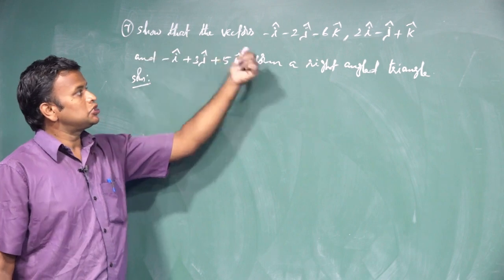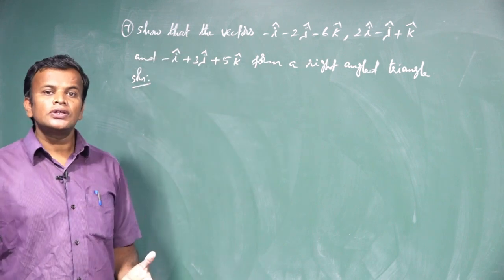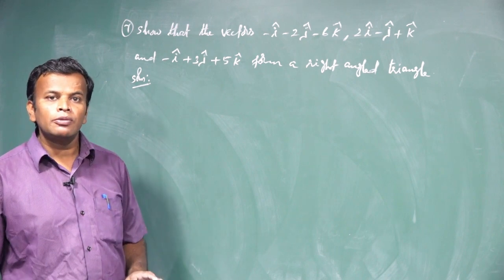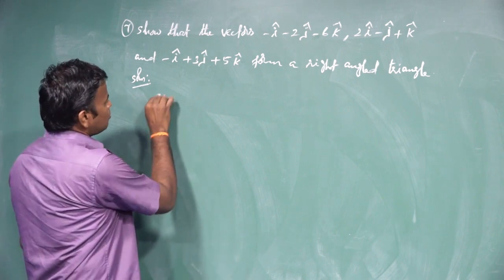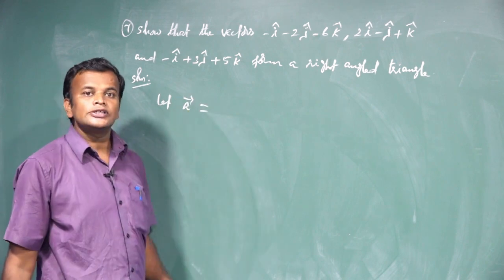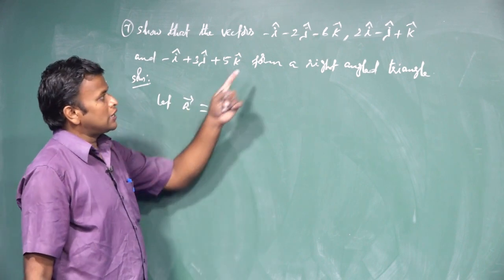But you see here the position vector is not given and also the name of the vector is not given. So the first step will be to take the name of the vectors. We will take the name of the vectors as usual: A vector, B vector and C vector. We will take the first vector as A vector.